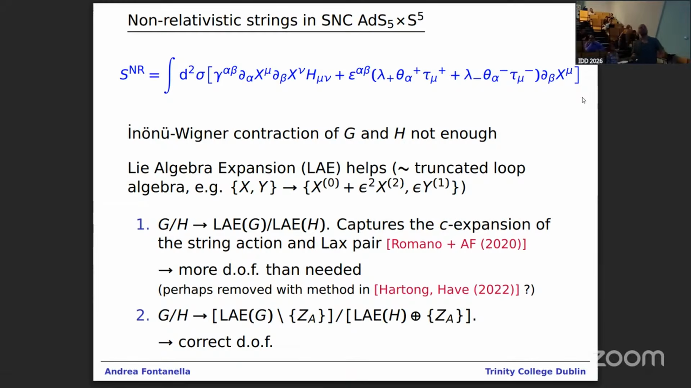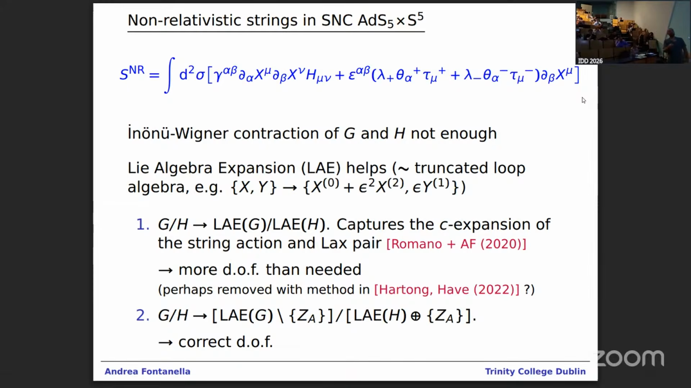What helps us here is the Lie algebra expansion. Let me give you a little bit of flavor. If you have some generators, you can divide them into two sets, X and Y, and some of them you rescale with some power. So you expand your generators using some powers of a parameter epsilon, and the other ones you expand in a different power of the parameter. So at the leading order, this Lie algebra expansion is actually the Inönü-Wigner contraction. But then it generates higher corrections, so it generates the extension of your algebra. So at the end, what you have is nothing else than a truncated loop algebra, really.